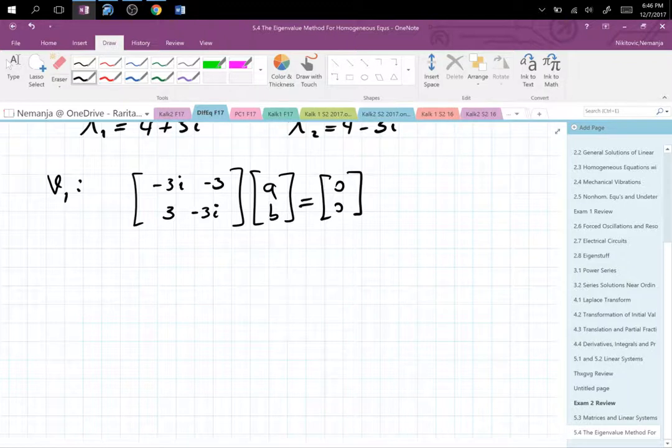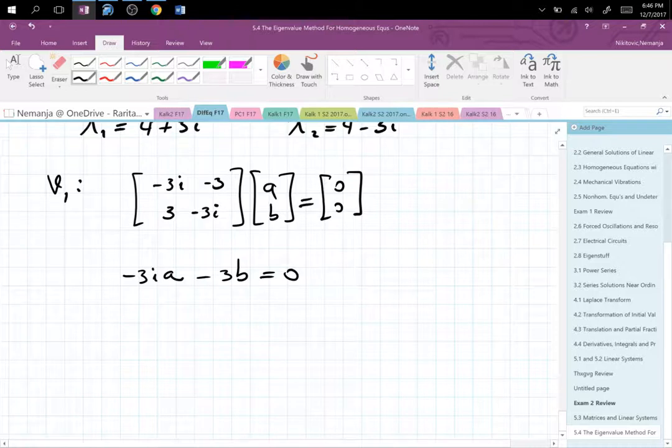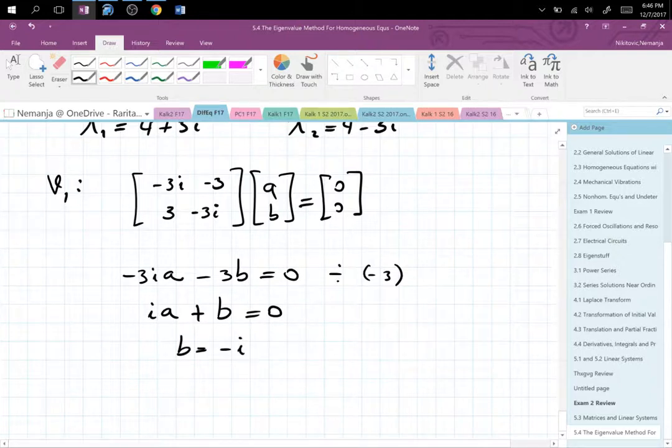So we have negative 3i a minus 3b equals 0 when you do the multiplication. Divide by negative 3. We have ia plus b equals 0. And from here, b is equal to negative ia. So your vector is going to have, if you pick 1 for a, negative i for b.